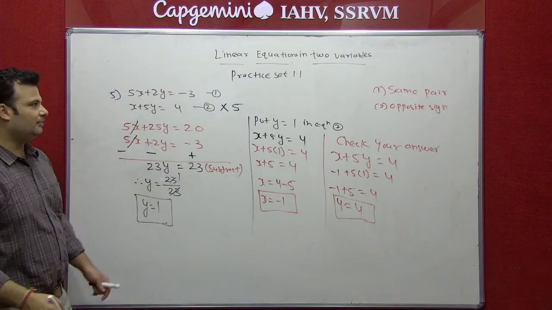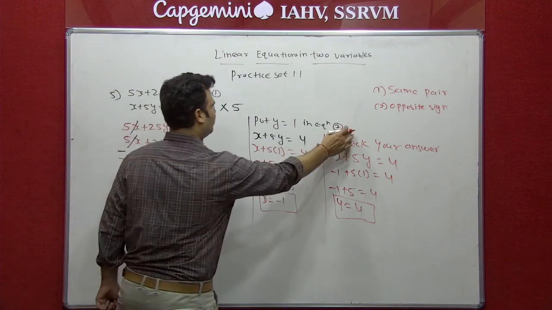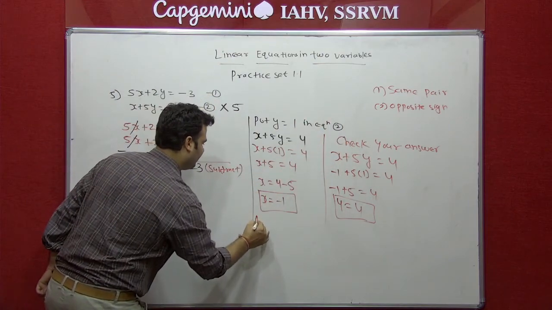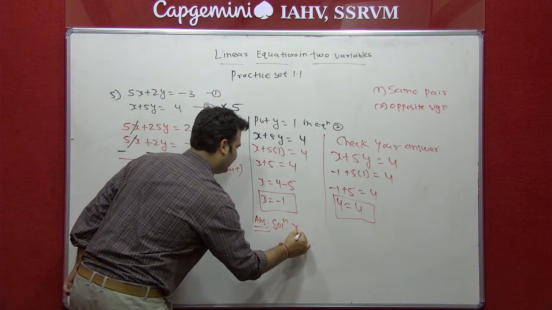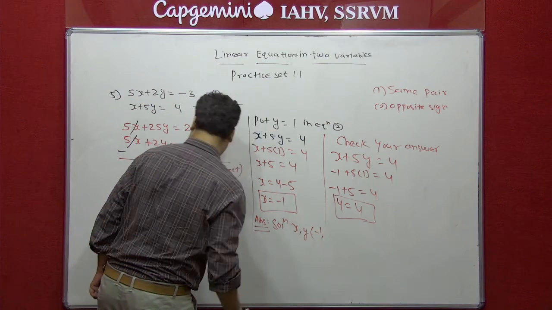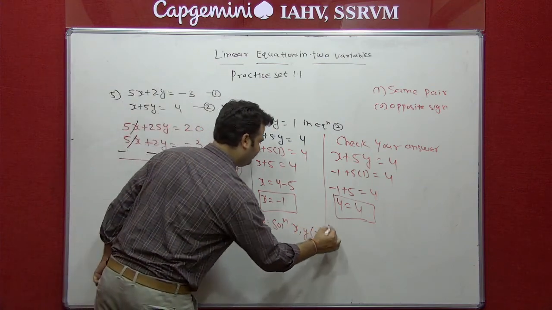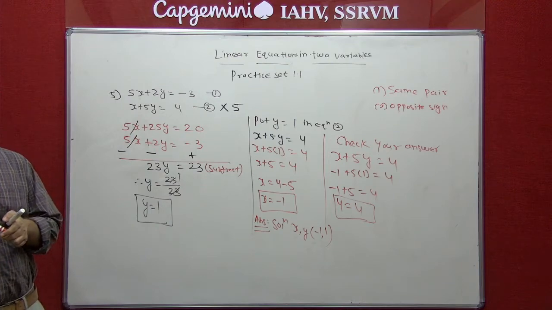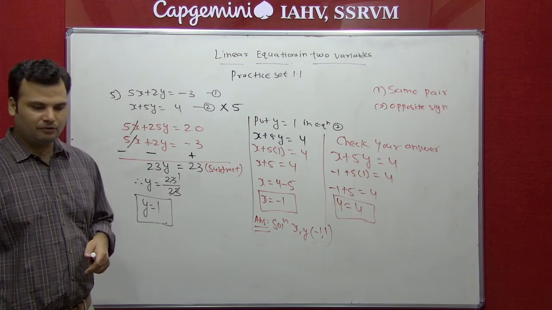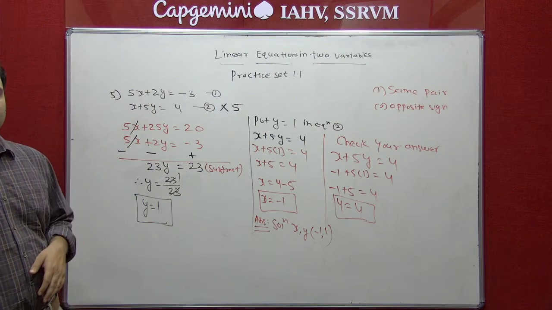So the last thing we can write, this is only for your understanding. In the answer part we can write the solution, that is x and y: x is minus 1 and y is 1. So minus 1 and 1. So this way we can solve sum number 5 from practice set 1.1.